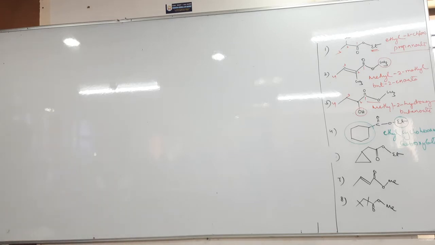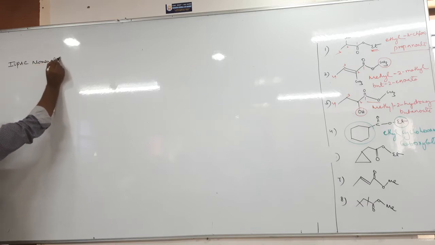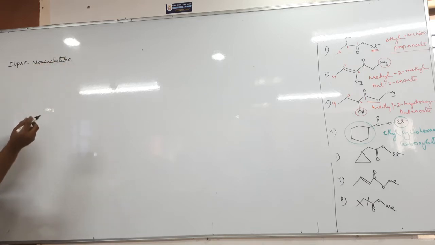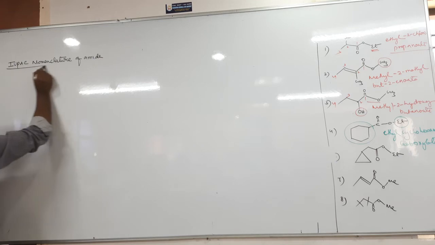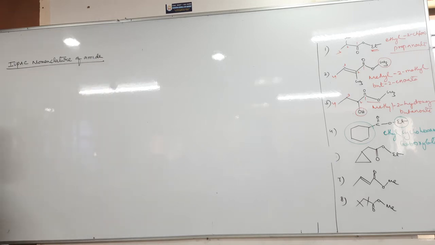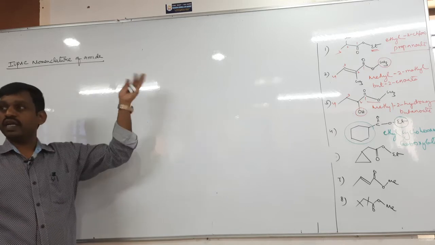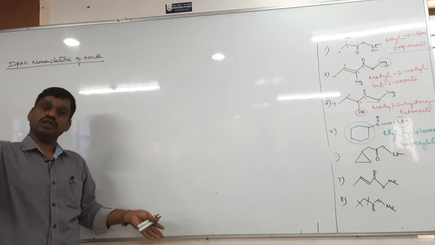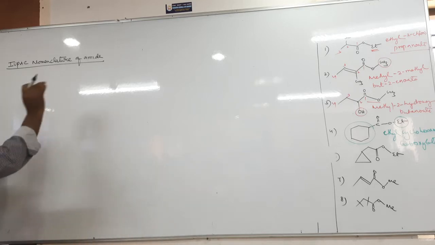Okay, next, IUPAC nomenclature of amide. Okay, we are studying acid and derivatives. First is carboxylic acid, you have studied. Next is ester, and then amide, then acid halide, then acid anhydride, then alcohol, then the remaining. It means first carboxylic acid and its derivatives. Tell me. Next is amide.